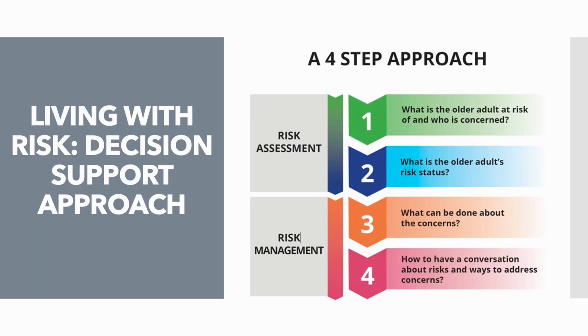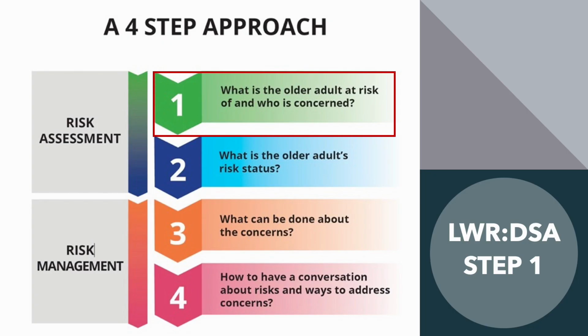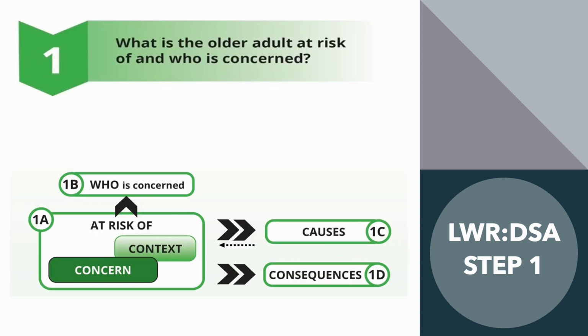The Living with Risk Decision Support approach is a four-step approach that supports a holistic, structured, and systematic review of an older adult's risk status. This training video provides a brief overview of Step 1. What is the older adult at risk of, and who is concerned?